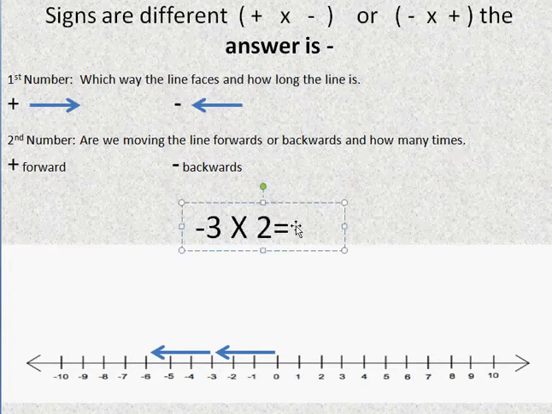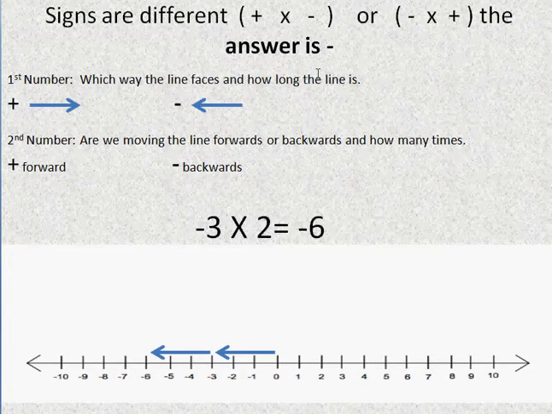So when the first number was negative or the second number was negative, the answer when I work it out with my number lines always ends up on the negative side of the number line. So that's why, when you have different signs, positive times a negative or negative times a positive, the answer is always negative.